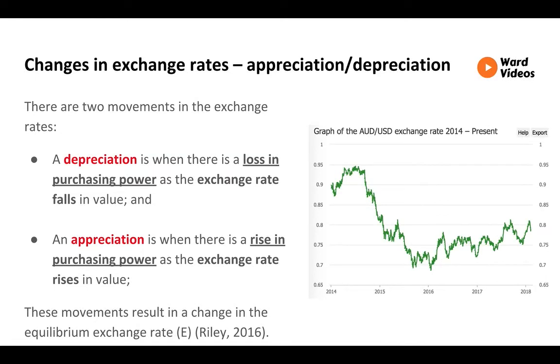For example, in 2014, one Australian dollar bought 0.84 United States dollars. Then it could buy 0.93 US dollars. This was an appreciation of the dollar as the purchasing power increased. While in 2015, when one Australian dollar bought 0.93, then it could only buy 0.73. This was a depreciation of the dollar as the purchasing power decreased.